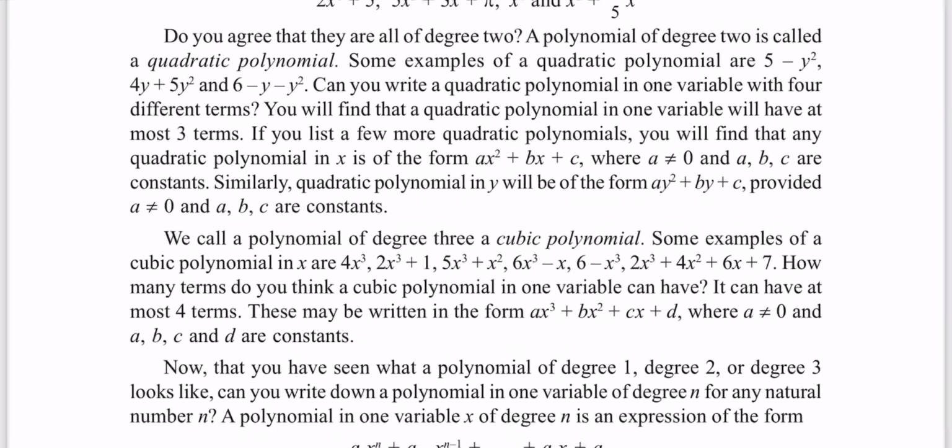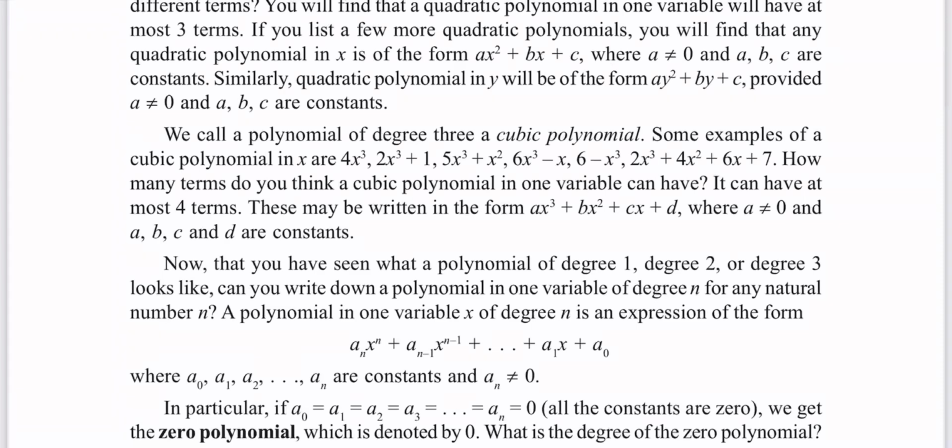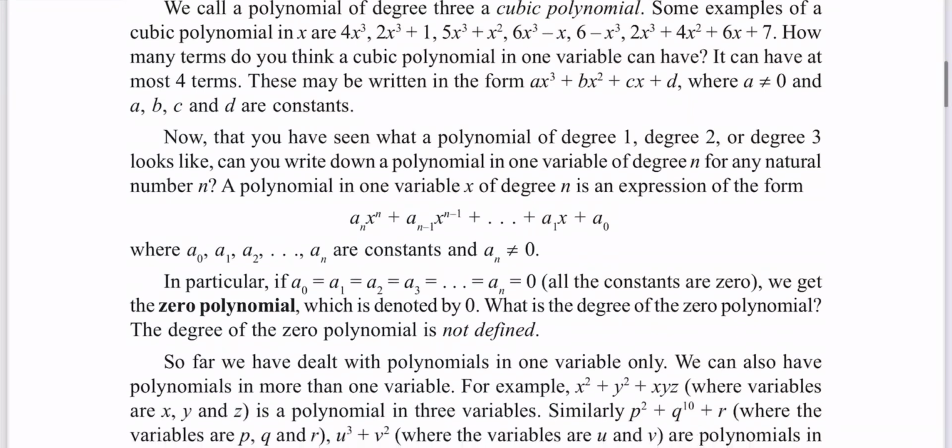Now that you have seen what a polynomial of degree 1, degree 2 or degree 3 looks like, can we write down a polynomial in one variable of degree n for any natural number n? A polynomial in one variable x of degree n is an expression of the form a_n x raised to n plus a_(n-1) x raised to n minus 1 plus etc., a_1 x raised to 1 plus a_0 x raised to 0, where a_0, a_1, a_2, etc., a_n are constants and a_n not equal to 0. In particular, if a_0 equal to a_1 equal to a_2 equal to a_3 equal to a_n equal to 0, all the constants are 0, we get the 0 polynomial, which is denoted by 0.